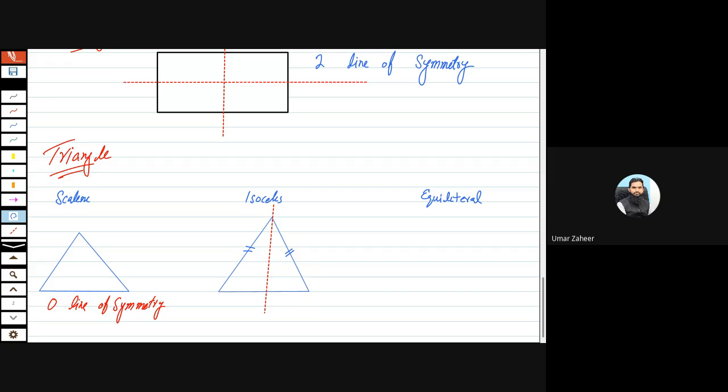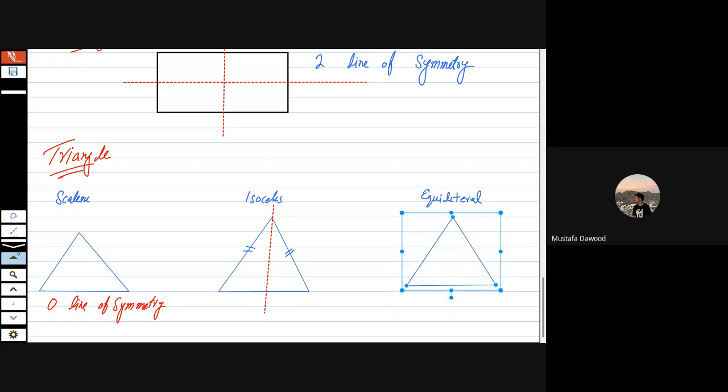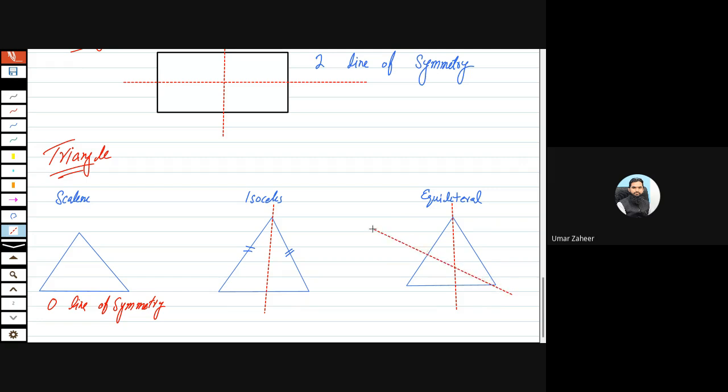On the other hand, if we talk about the equilateral triangle, let's say we have an equilateral triangle. So it will have three lines of symmetry. One vertical and two diagonal. This line is going to be the line of symmetry. This line is going to be the line of symmetry. This is basically an angle bisector because it divides the angle into equal parts.